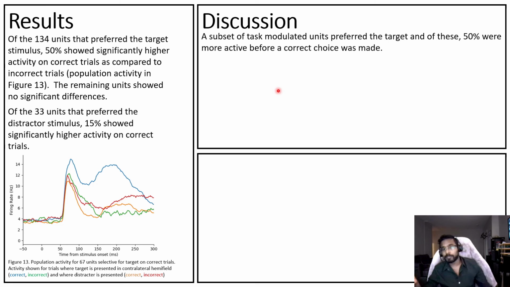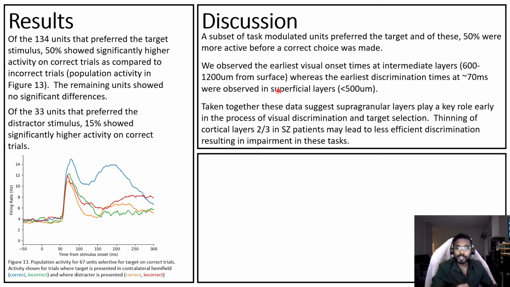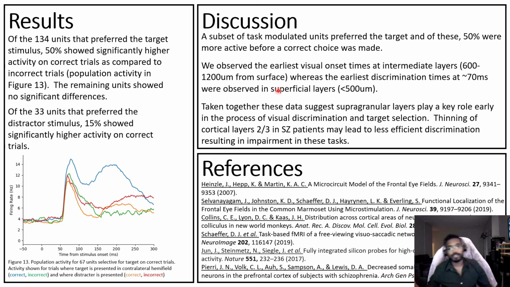And this is exactly what we would expect based on investigations of marmoset PPC. What's novel in our work is we've been able to disentangle what's happening at different layers, showing that these intermediate layers get the earliest visual inputs, whereas these superficial layers have the earliest discrimination time between the target and distractor. This suggests that these supragranular layers play some sort of key role in the early process of visual discrimination and target selection, and that the thinning of these cortical layers may lead to less efficient discrimination and might underlie the deficiencies that we see from these patients on these tasks.